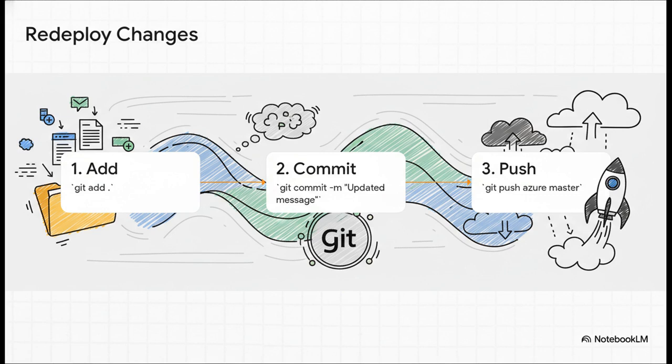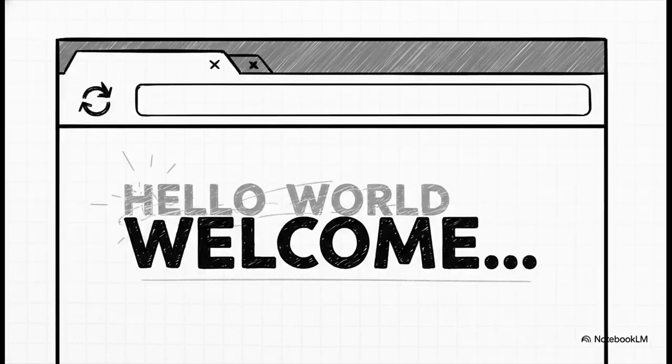So what's the super secret complicated command to deploy this change? Well, here's the best part. There isn't one. It is the exact same workflow developers already know and love. You add the change, you commit it with a message, and you push it to the Azure remote. No new tools, nothing new to learn. The moment that push command completes, Azure's platform sees the new code, automatically rebuilds the application, and deploys the updated version, completely seamlessly. If you go refresh your browser, you'll see the change is live instantly.